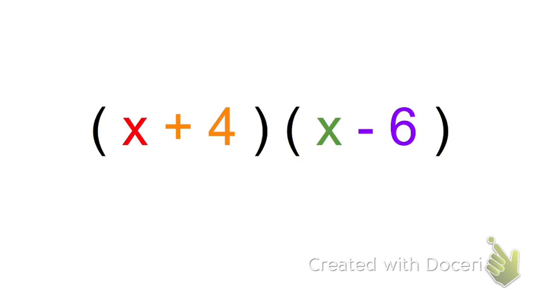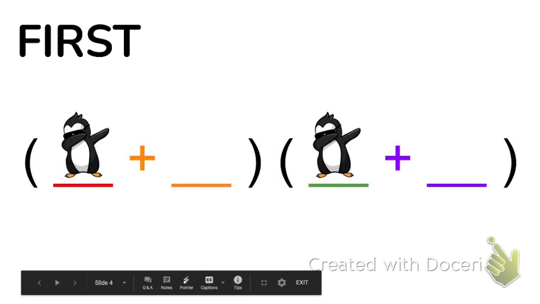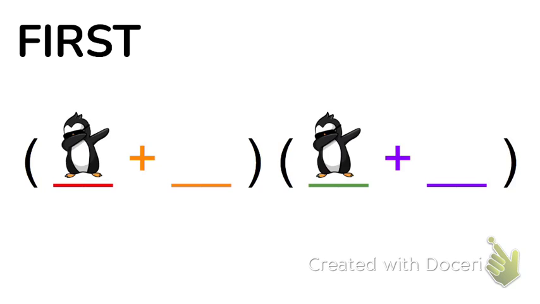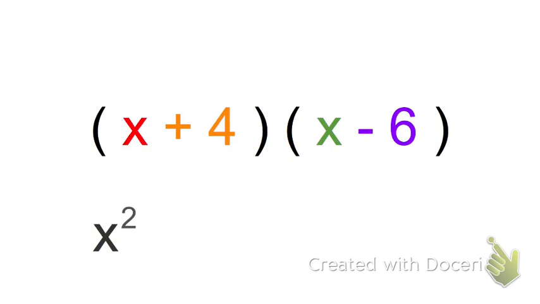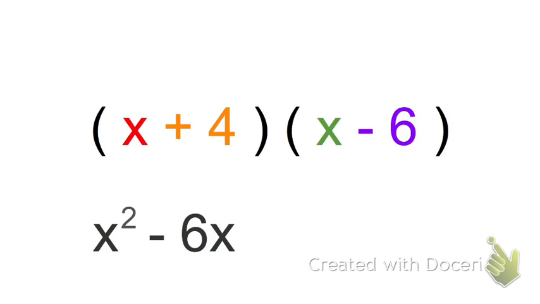I'm going to go through the different types of problems you might encounter. If we do this one here, we do the first ones. The first means the first term in each set of parentheses, so whatever is in this spot. Here I'm going to multiply x times x is x squared. The outside is the two numbers furthest on the outside, the furthest right one and the furthest left one. In this case, I'm going to do x times negative 6 is negative 6x. Be sure to pay attention to whether the numbers are positive or negative when you're multiplying.